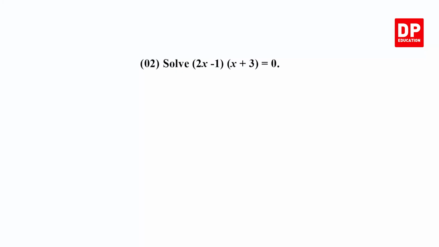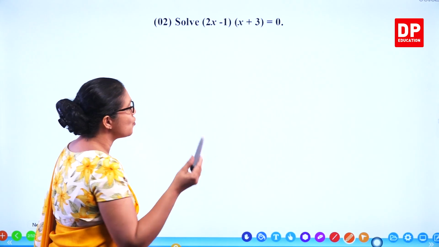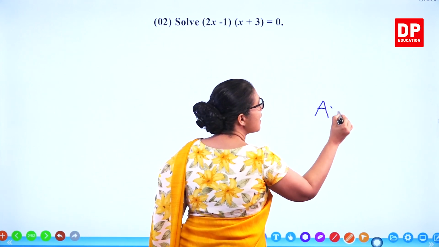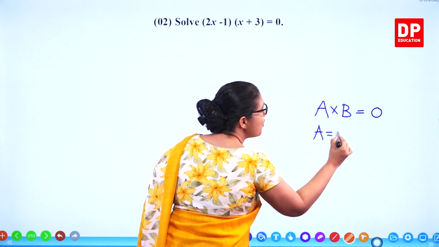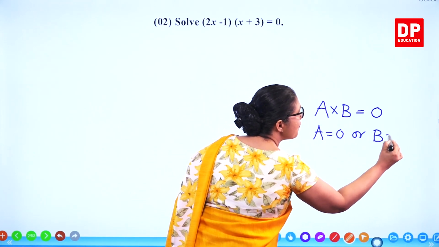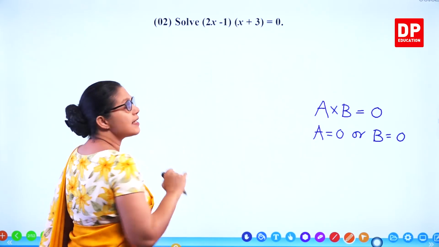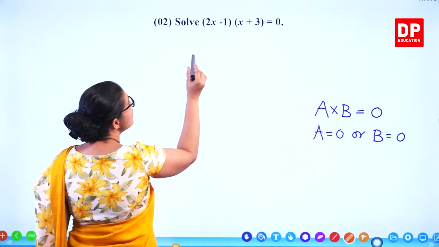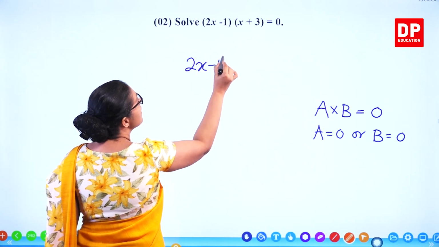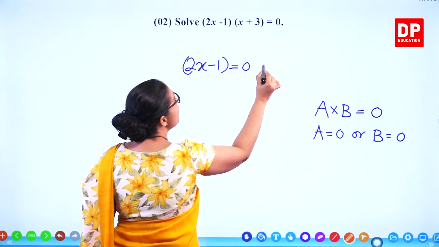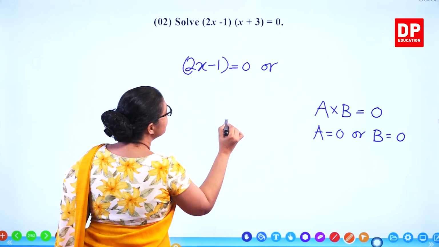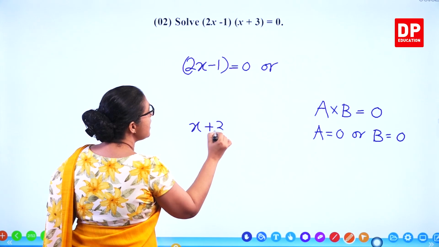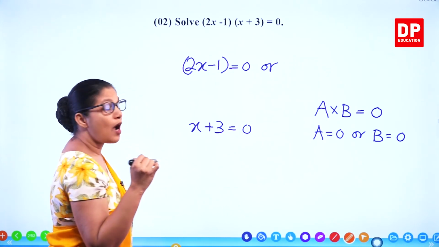Let's take question number 2. Solve. The product is given equal to 0. We know that if the product of A and B is equal to 0, either A can be 0 or B can be 0. So you can apply that here. The two factors multiply to 0, so you can say 2x minus 1 equals 0 or x plus 3 equals 0. Then how do you solve it?